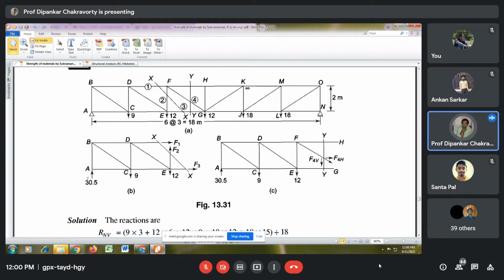Yes, sir. Okay, fine. So if you take summation V equal to 0, then you get the equation 30.5 plus FAB equal to 0. So FAB is minus 30.5, which means it is compression and it will be acting towards the joint A. Am I correct? Yes, sir. But what will be the bar force in member AC?